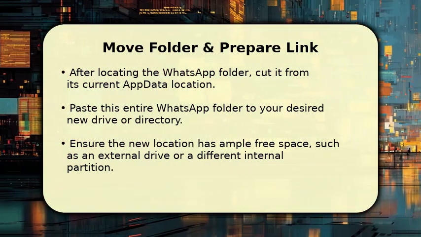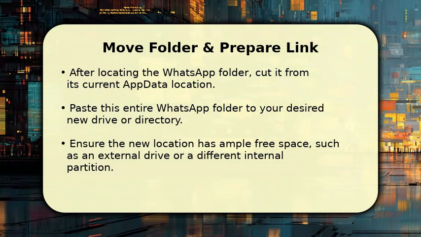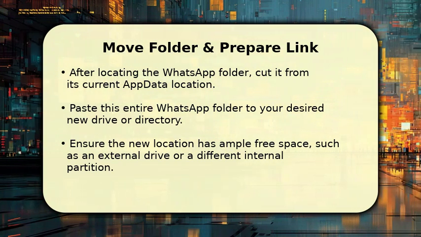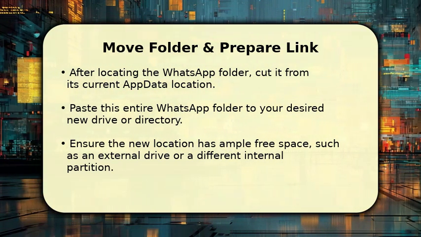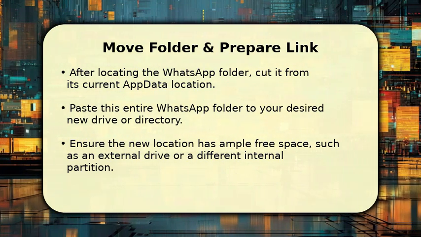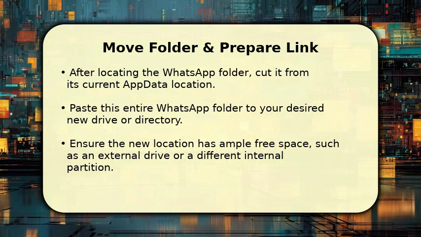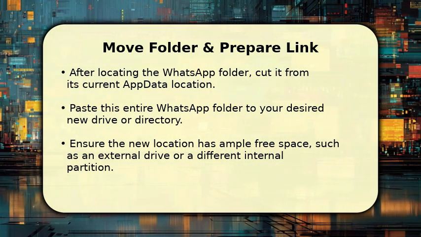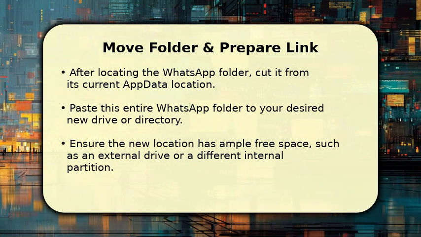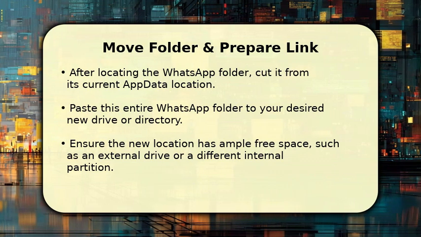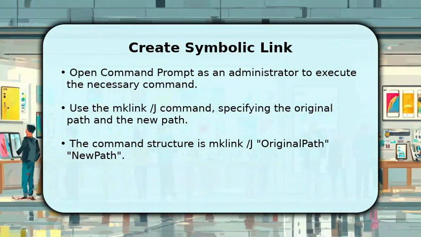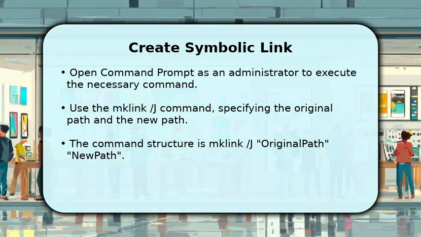Once you have successfully located the WhatsApp folder, carefully cut it from its default app data location. Then, paste this complete folder into your chosen new storage destination. This could be a spacious secondary drive, an external hard drive, or any other directory with plenty of free space. Do make sure the new location is secure and easily accessible. We will then set up a special link, which acts like a permanent redirect, telling WhatsApp exactly where its data now resides.